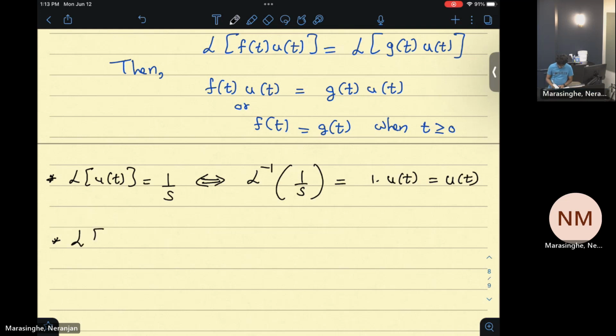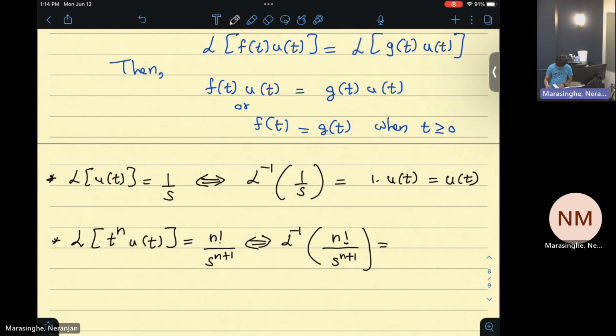Then we saw that the Laplace transform of t to the power n, again we consider the t positive case, so I would multiply that by u(t), is equal to n factorial divided by s to the power n plus 1. So the inverse Laplace transform of n factorial divided by s to the power n plus 1 is going to be equal to t to the power n u(t). Okay. Now we are familiarized with u(t). u(t) is a step function. Multiplying by u(t) means I'm considering the function when t is positive.